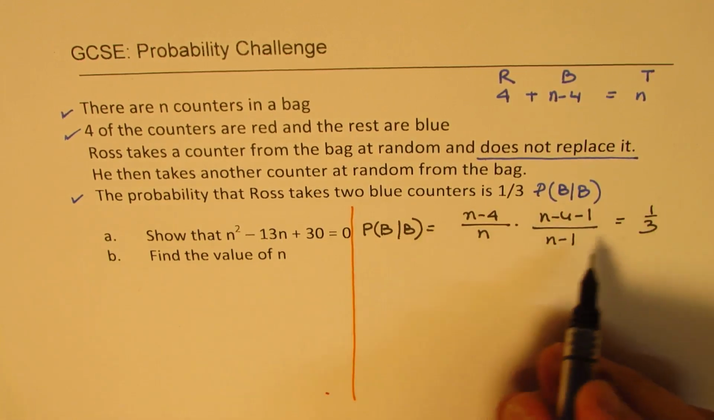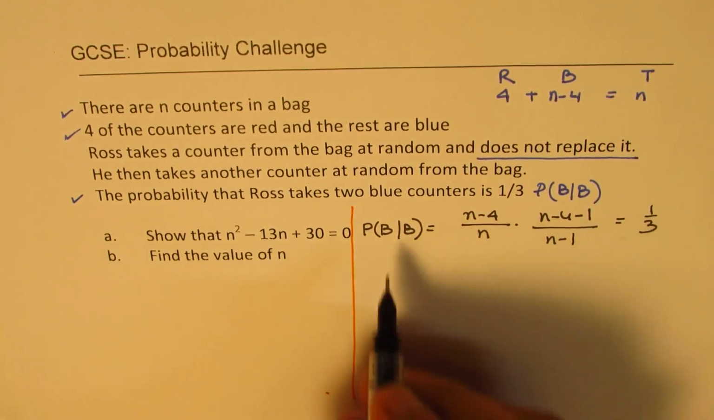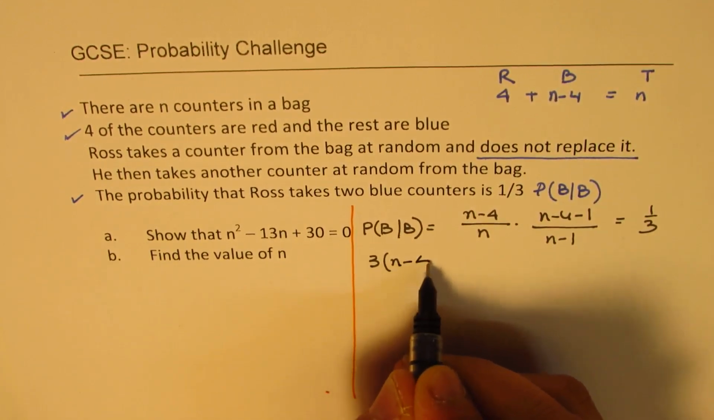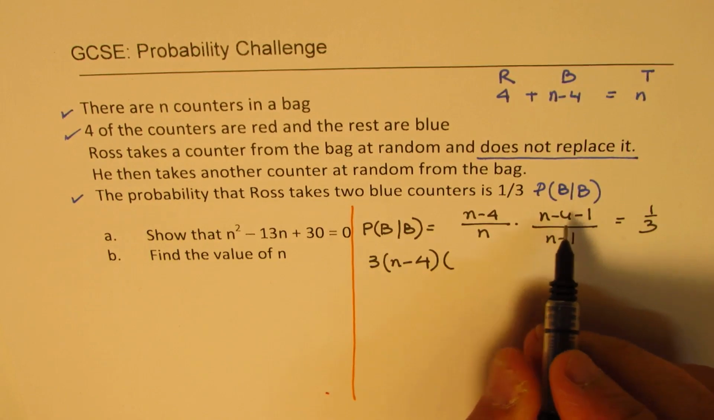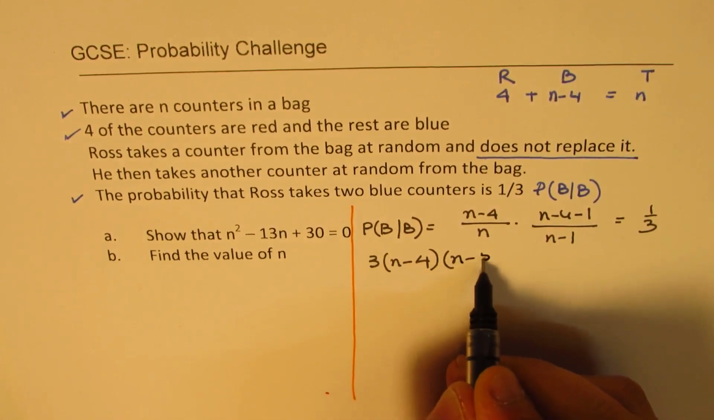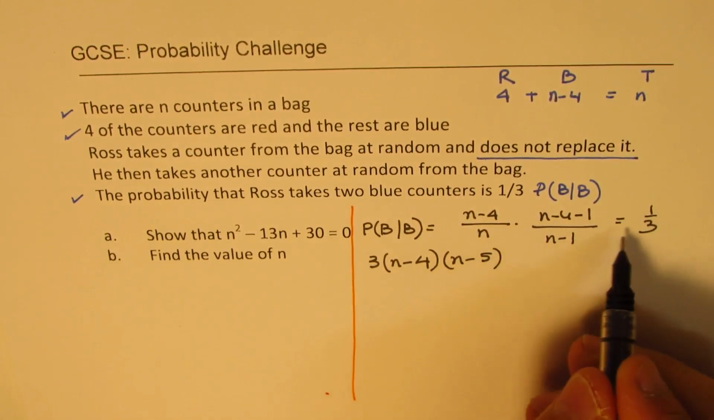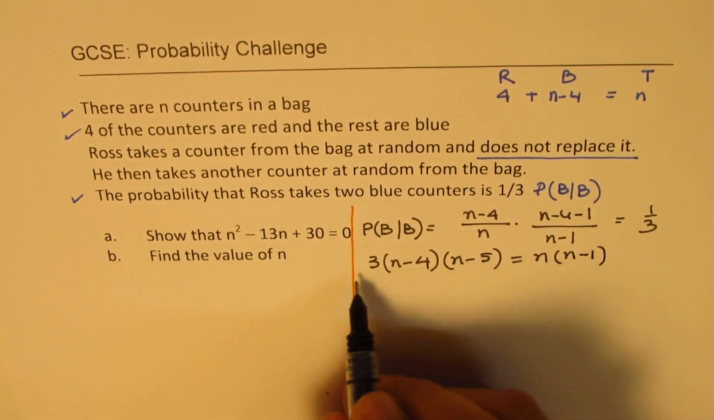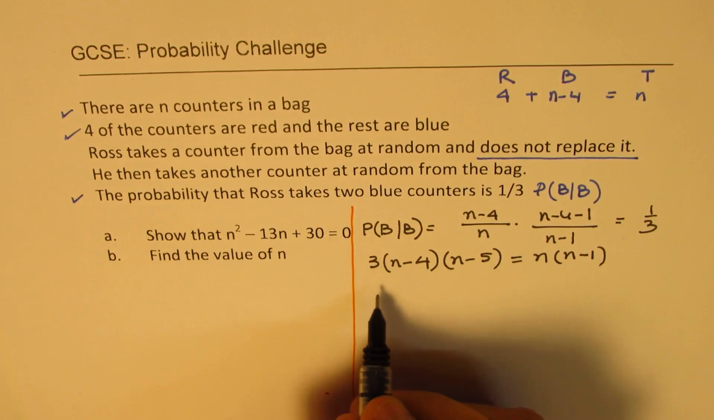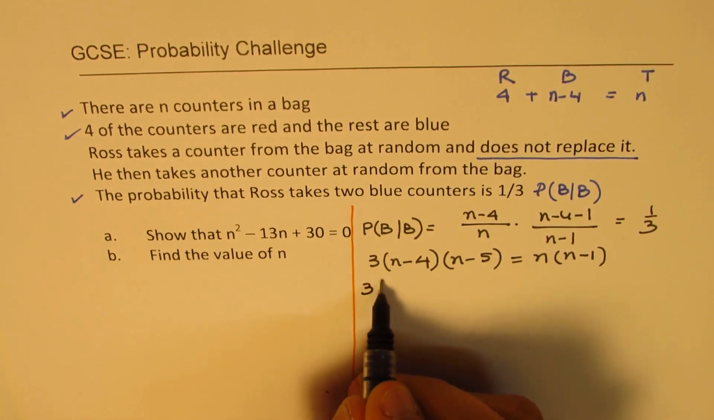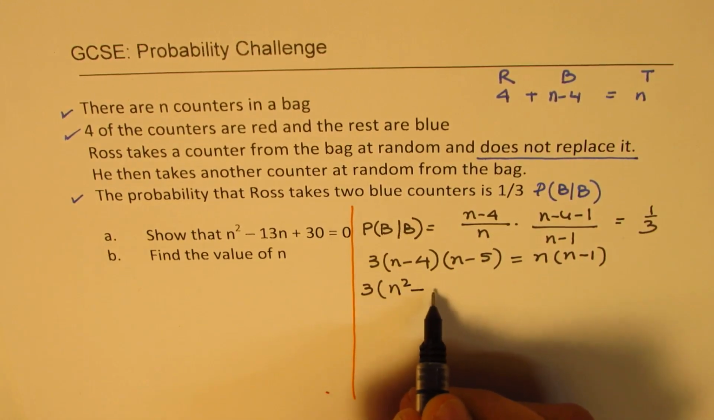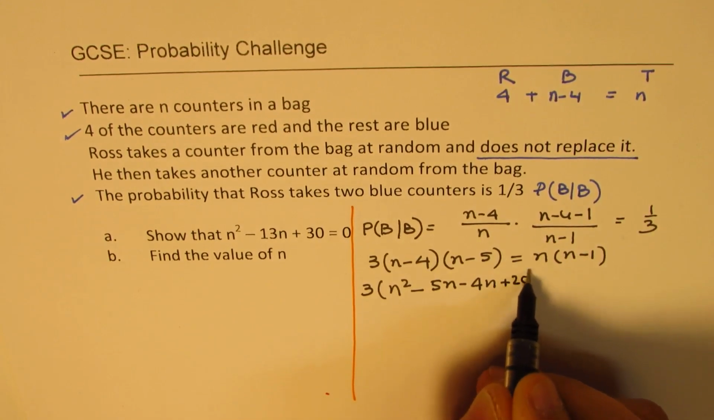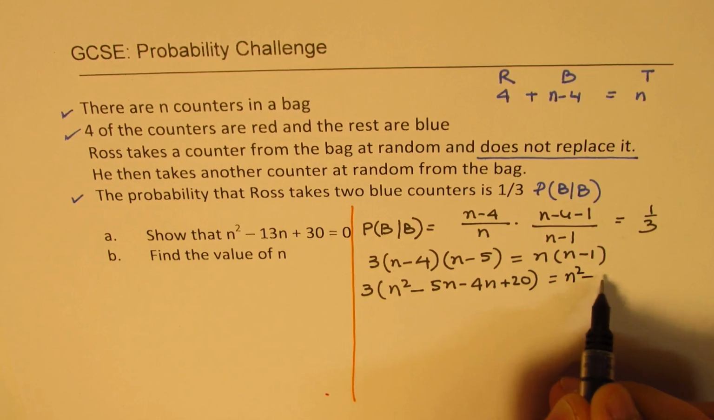So we could just cross multiply and complete our equations. 3 times n minus 4 times, this is what? n minus 5, correct? 1 less, right? So here we get equals n times n minus 1. Let's open the bracket. n square will multiply by 3 later, okay? So we have n square minus 5n minus 4n plus 20 equals n square minus n.